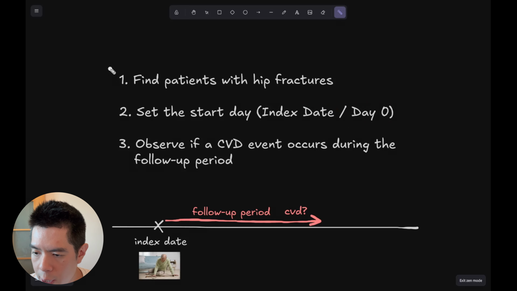For each patient, we have to construct a timeline for him or her. We have to set the starting point, which is the index date. This is the date, in my case, that reflects the hip fracture event. And then we have to define a follow-up period. Say it could be 1 year after the hip fracture event. And we observe whether a CVD event occurs during this follow-up period. If it occurs during this period, then we will treat it as a clinical outcome.